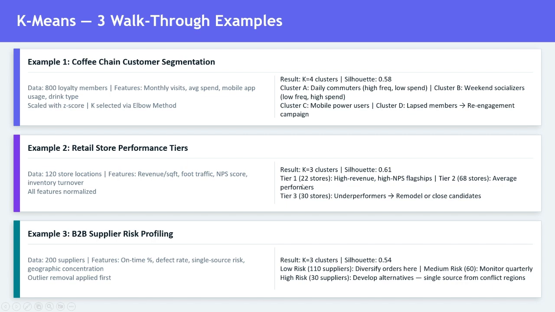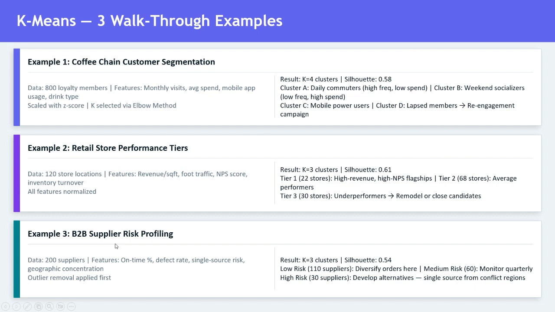Tier one, that's what they called them, tiers apparently. 22 stores fit in this cluster, and they are high revenue, high NPS flagships. So these are very good performing stores. They are our flagships. Tier two, 68 stores, average performers, or obviously this is going to be a lot more than the 22 stores. So we're getting average performers, and then tier three is 30. These are underperformers, and so we're looking at those candidates for remodeling or closing.